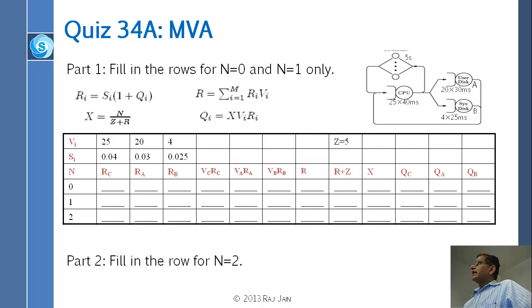In these formulas that I have given you here, I should have put sub n here, right? Ri sub n equal to Si times 1 plus Qi sub n minus 1, right? So for when n equal to 0, there is no Qn minus 1, right? I mean, basically, we know that the Q is 0. So the first row is filled in with zeros.